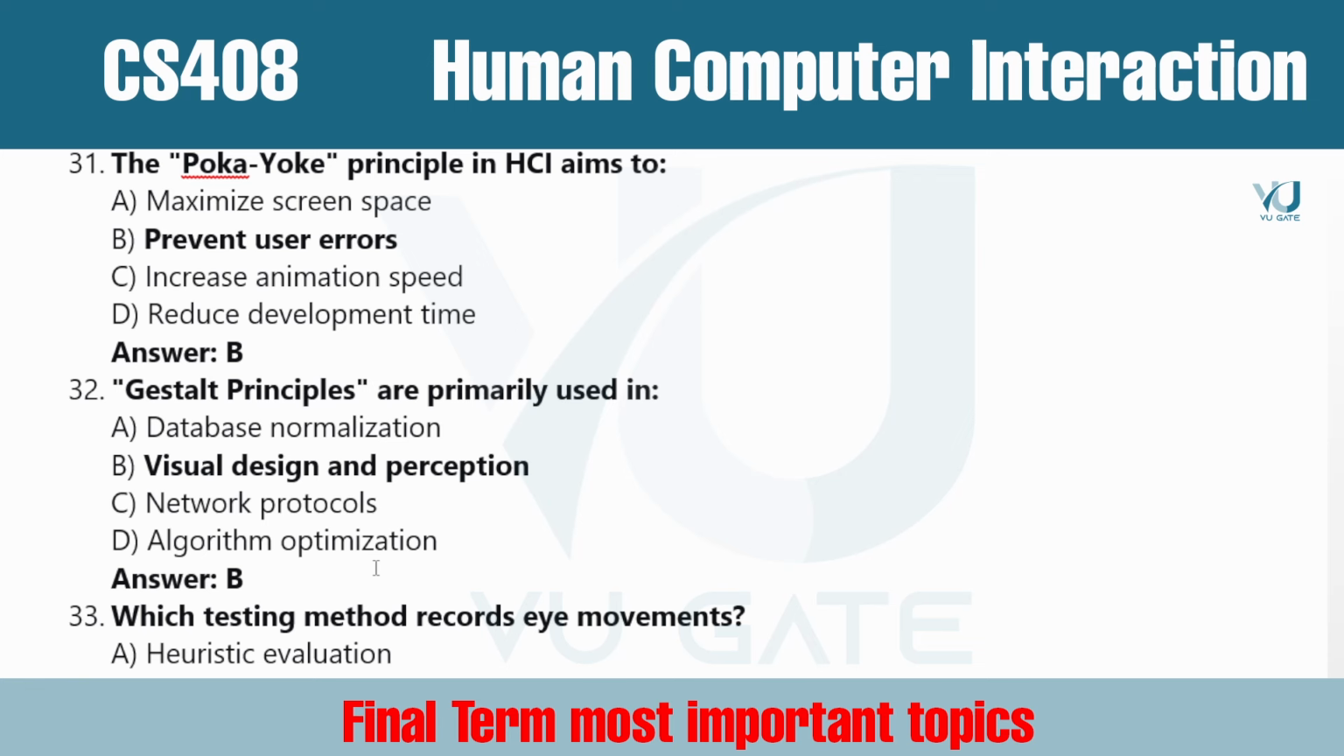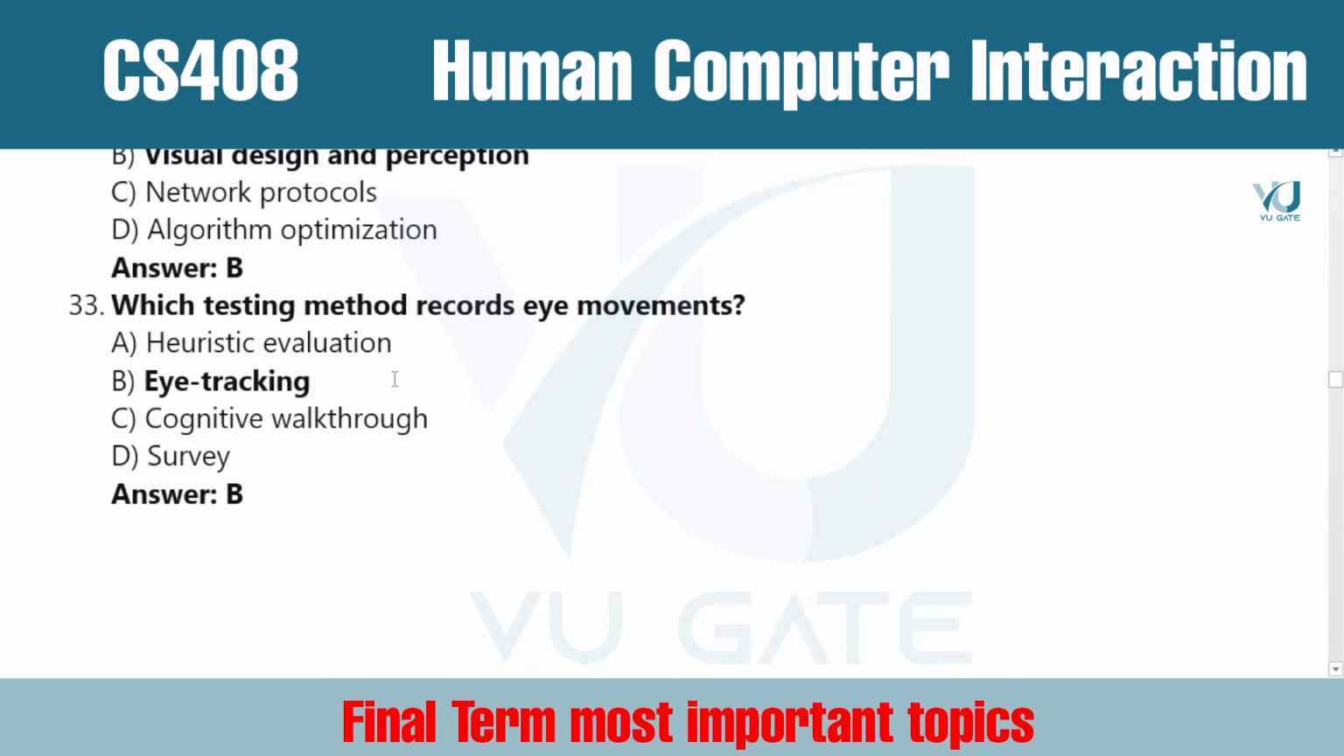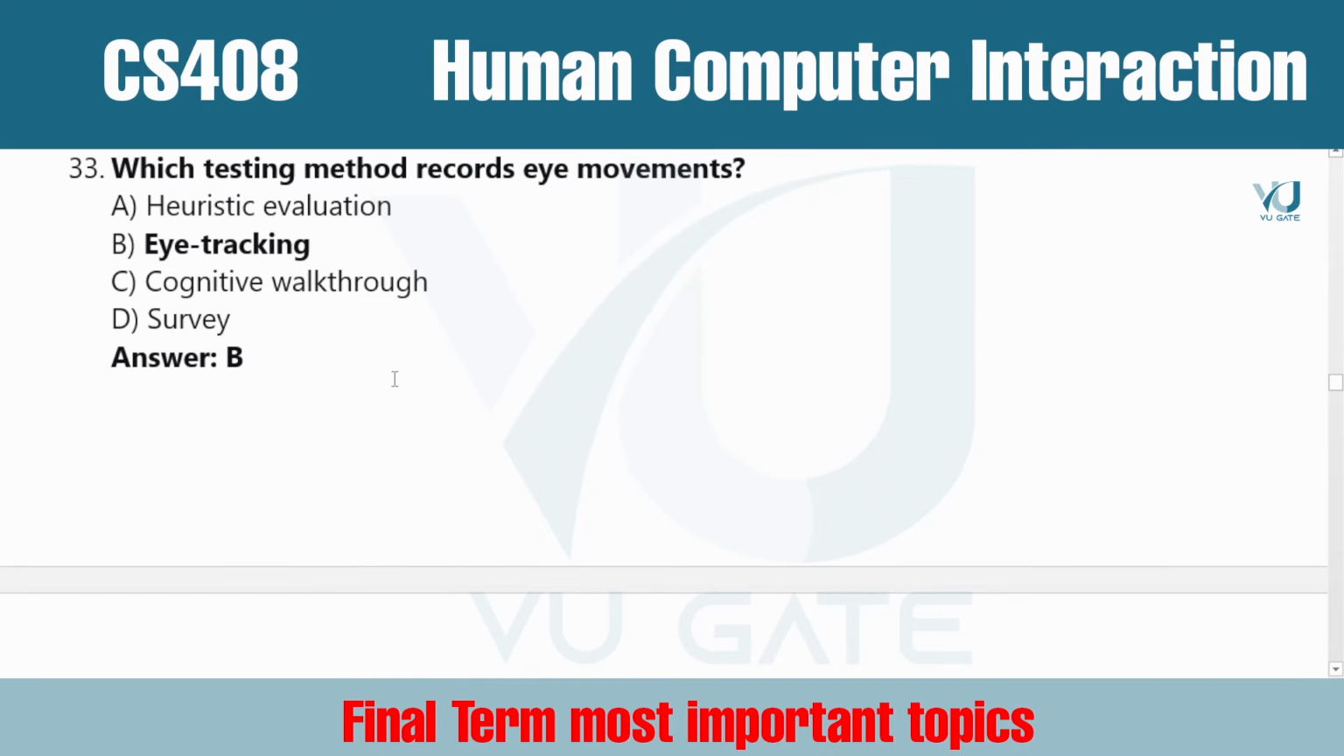Gestalt principles are primarily used in? The correct answer is option B, visual design and perception. Question 33. Which testing method records eye movements? The correct answer is option B, eye tracking.